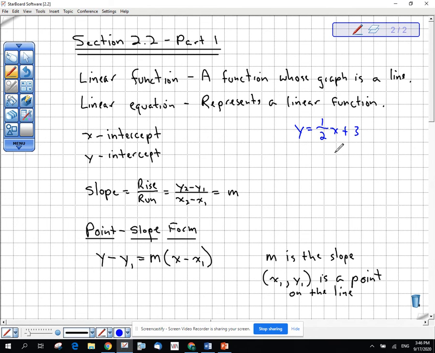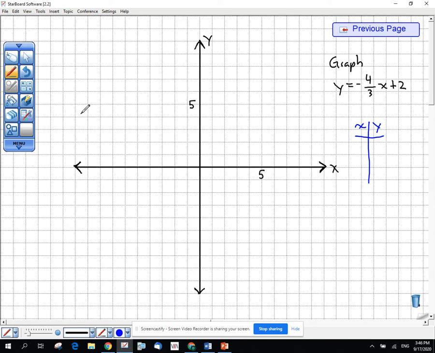along with that, I'd like to point out that x is the independent variable and y is the dependent variable. The amount of snow that's on the ground is dependent upon how much time has elapsed. Okay, with that, let's do this example. Graph y equals -4/3 x plus 2.